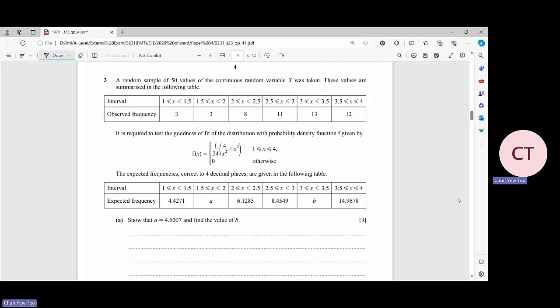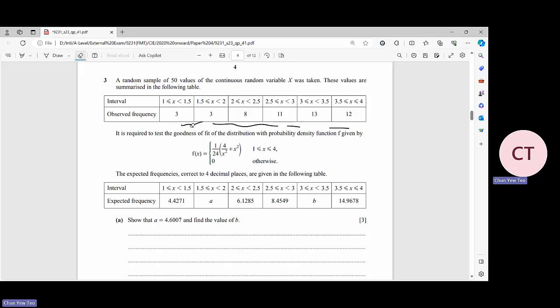Now we take a look at question number 3. A random sample of 50 values of the continuous random variable X was taken. These values are summarized in the following table. These are the table given, and these are all the observed frequencies.